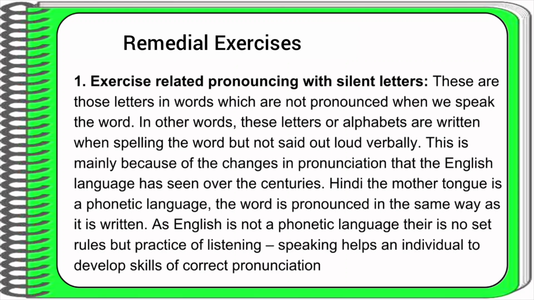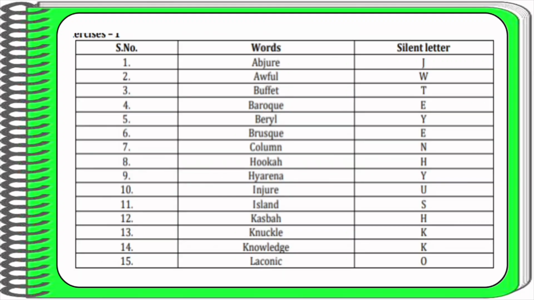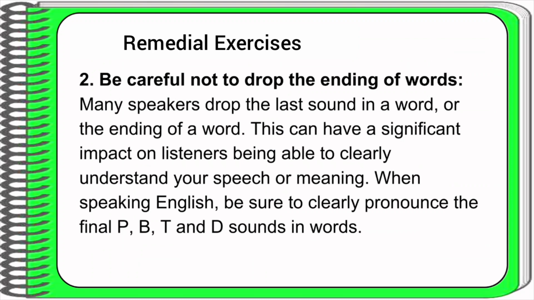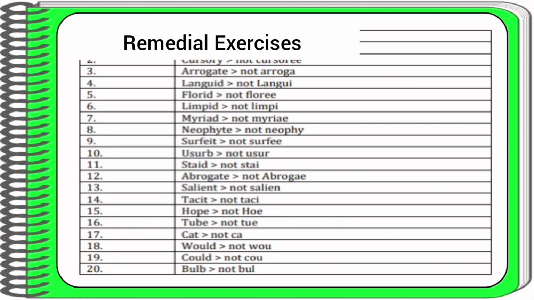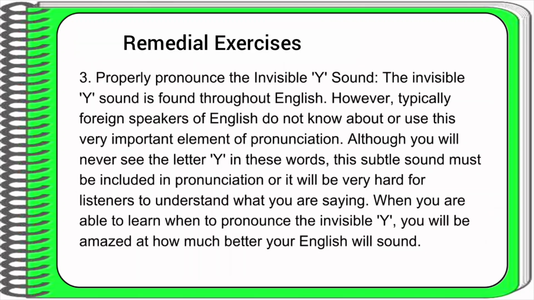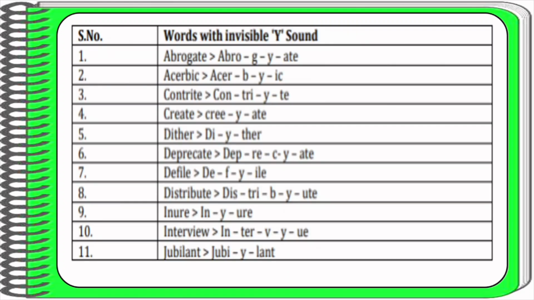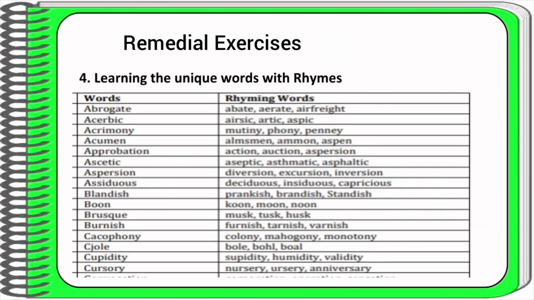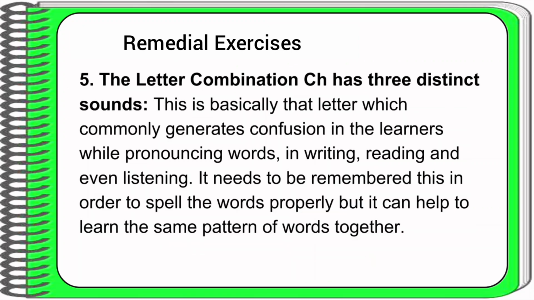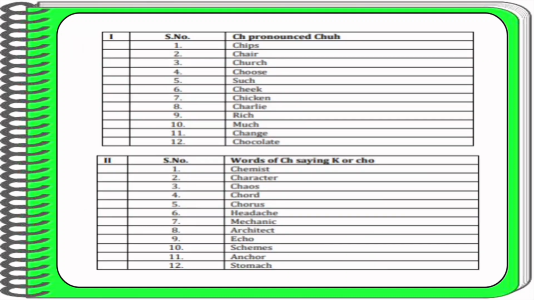So here I have given some of the remedial exercises, like exercises related to pronunciation with silent letters. Here this is the table of the silent letters. Then be careful not to drop the ending of the words. Here I have supported this idea with the help of some examples. Then properly pronounce the invisible Y sounds, for which I have given the activity. Here also some examples are given. Then some remedial exercises based on learning the unique words with rhymes. Then the letter combination ch has 3 distinct sounds, related to that also remedial exercises.